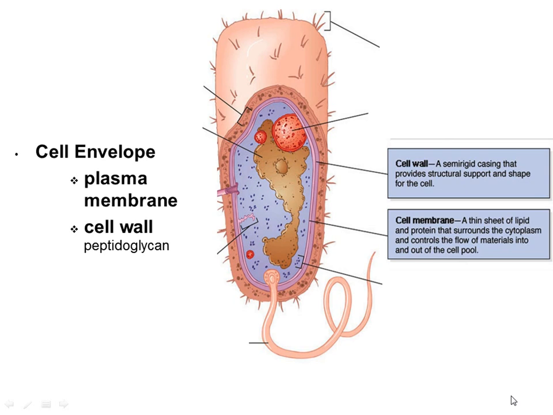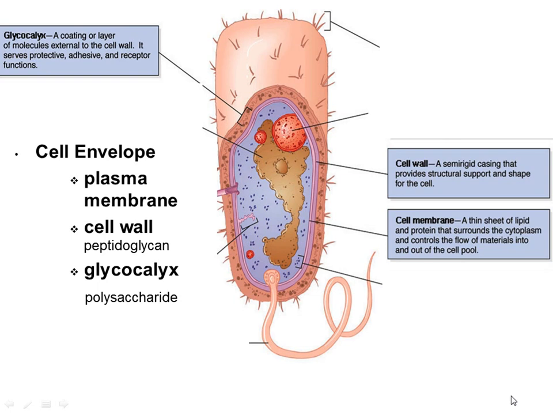The next layer is called the glycocalyx. The glycocalyx is made out of polysaccharides, and that's going to be the third layer. So all three of these together we call the envelope. But the plasma membrane is always going to be that first layer that separates the cytoplasm and the contents of the cell from the rest of everything else. That's always going to be that first layer.